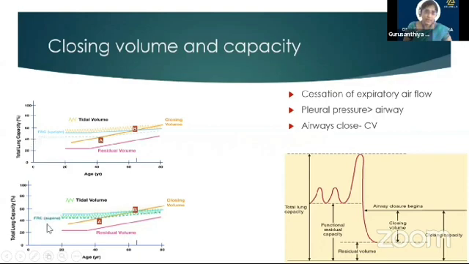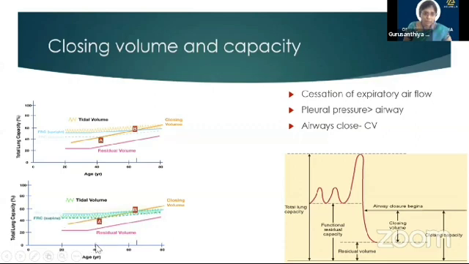As you can see, this is a graph showing age in years on the x-axis and total lung capacity percentage on the y-axis. This is the residual volume, this is the closing volume, and this is the FRC in supine. This dotted line is the FRC in supine.